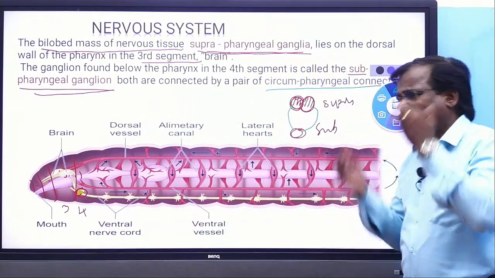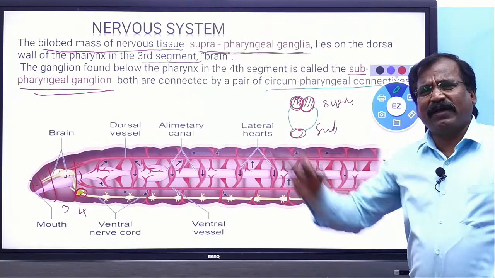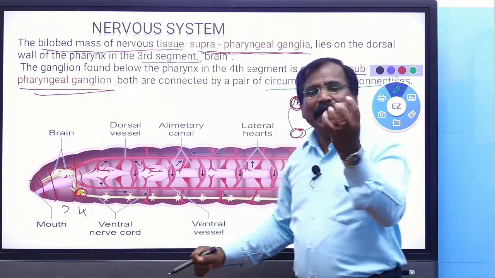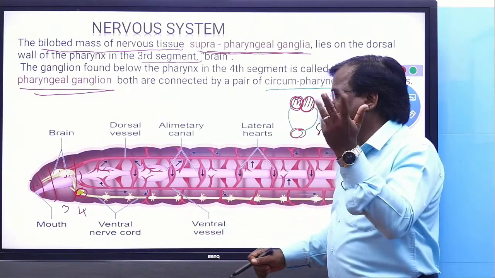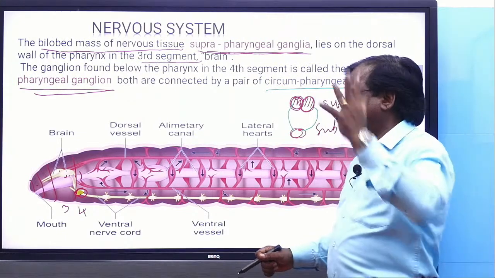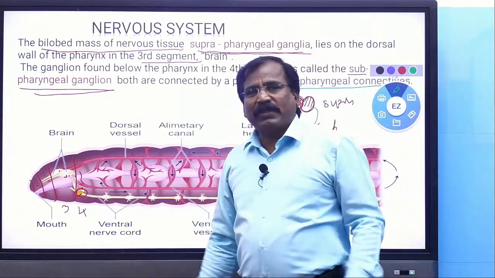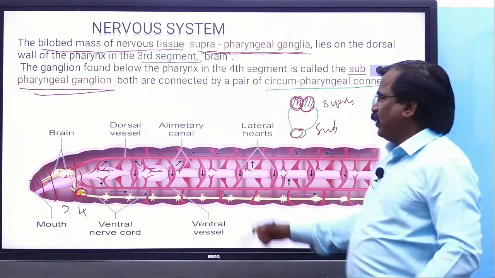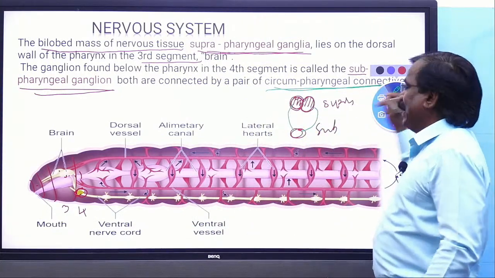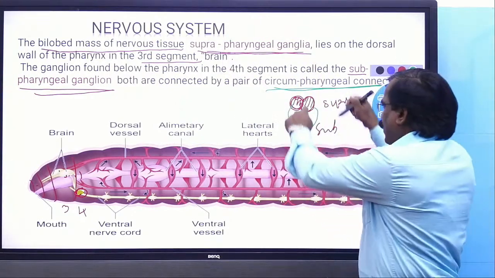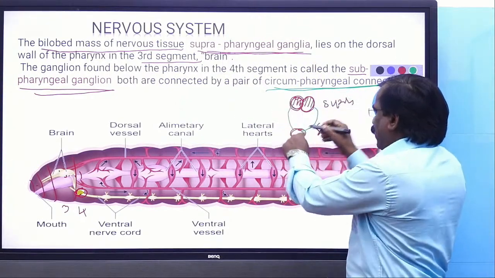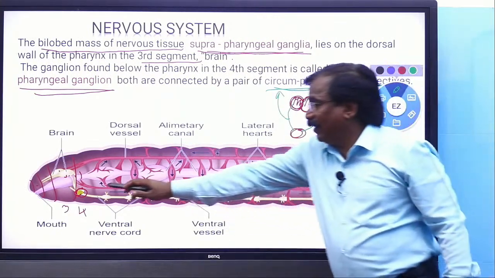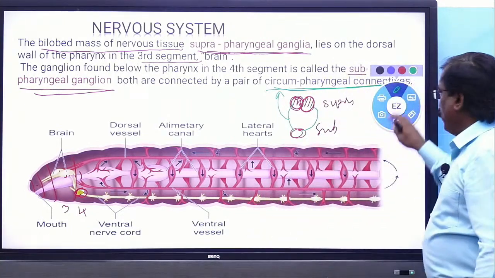Suprapharyngeal is the location. See, if you remember the numbers, you can do wonders. A bilobed ganglion located above the pharynx, the suprapharyngeal, acts as the brain, and in the fourth segment below the pharynx is the subpharyngeal. Both are connected by the circumpharyngeal connective. Circum means circle, they connect both. That's all. Very simple.